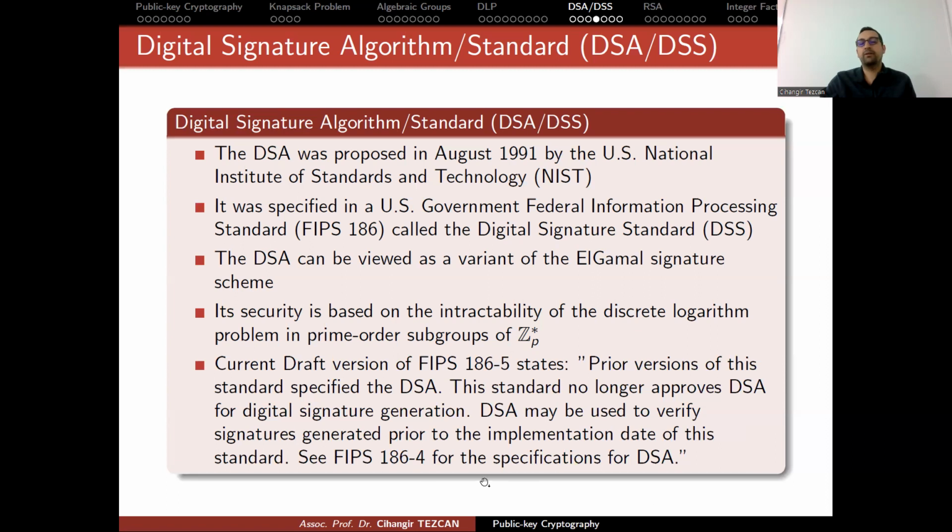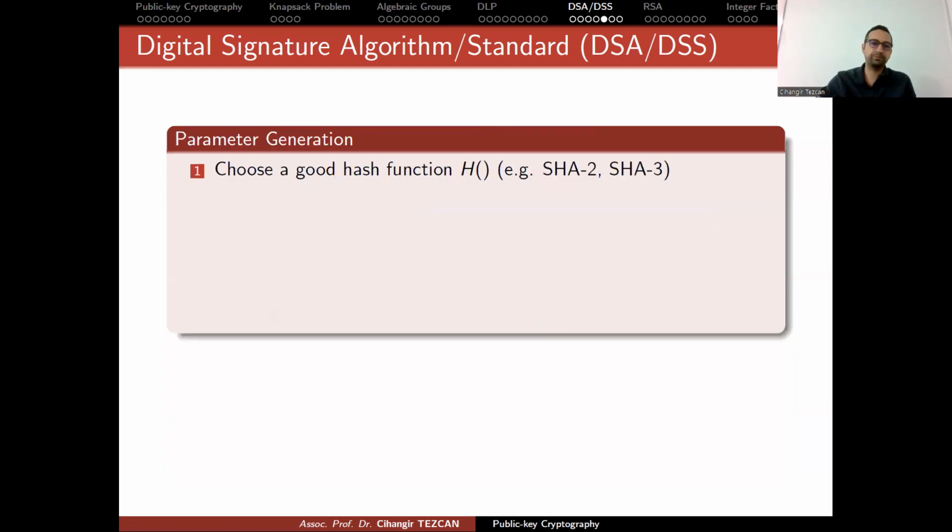See FIPS 186-4 for the specifications for DSA. It looks like people, by people I mean NIST, are moving away from the digital signature algorithm. But in the same document, you will see the elliptic curve digital signature algorithm. Okay. The same thing also applies for RSA. People are starting to move away from RSA, but probably they will be around for some time.